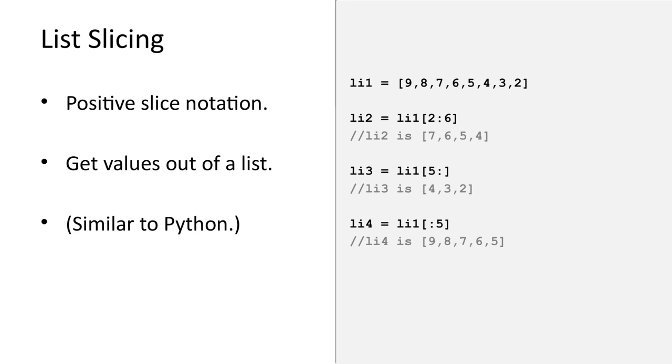It may be easier to grasp list slicing using examples. Here are some examples using positive list indexing. Here are some examples using negative list indexing.